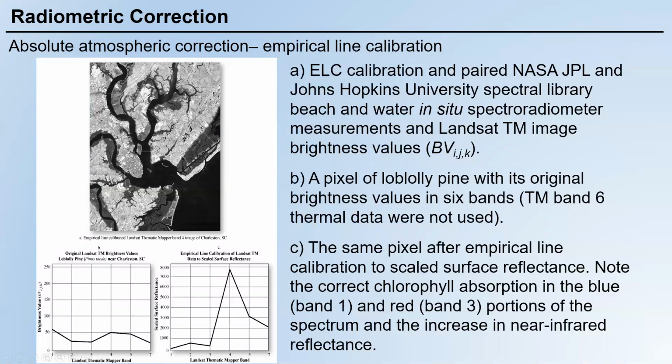So 1, 2, 3. These three bands are for blue, green, and red. Band 4 is for near infrared. We only care about the first four bands because it's vegetation. This spectrum is for pine trees. The vertical axis here is the brightness value, or you can consider it as the reflectance of pine trees at different bands of the Landsat TM sensor. Reflectance and brightness value are different things, but they are positively correlated.